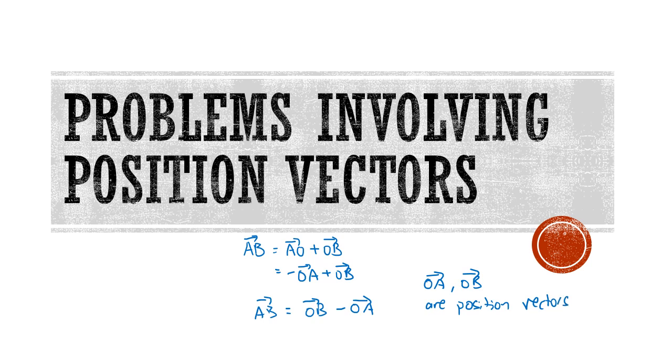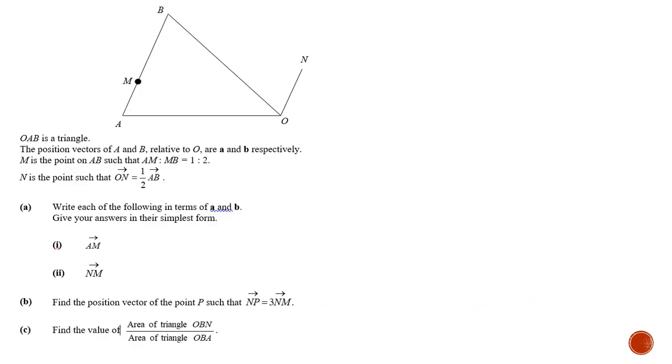So, position vectors are vectors starting from the origin to the point A or the point B. In the diagram, OAB is a triangle. The position vectors of A and B relative to O are given to be vector A and vector B.